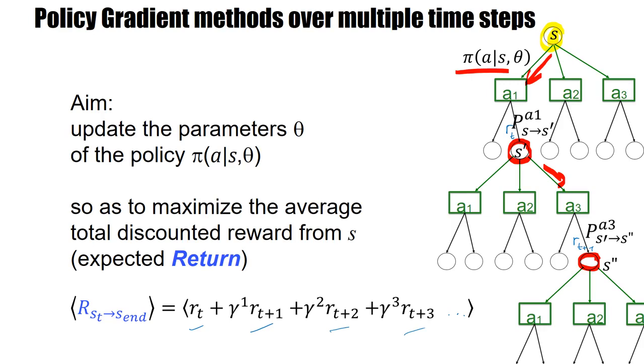We want to change our policy such that the return, defined as this expected discounted sum over future rewards, is maximal. To do this calculation, we will use the log likelihood trick, and it's a bit of a lengthy calculation, but it's really worth doing it because it's the basis of so many algorithms. So please be patient and let me walk you through the calculation.